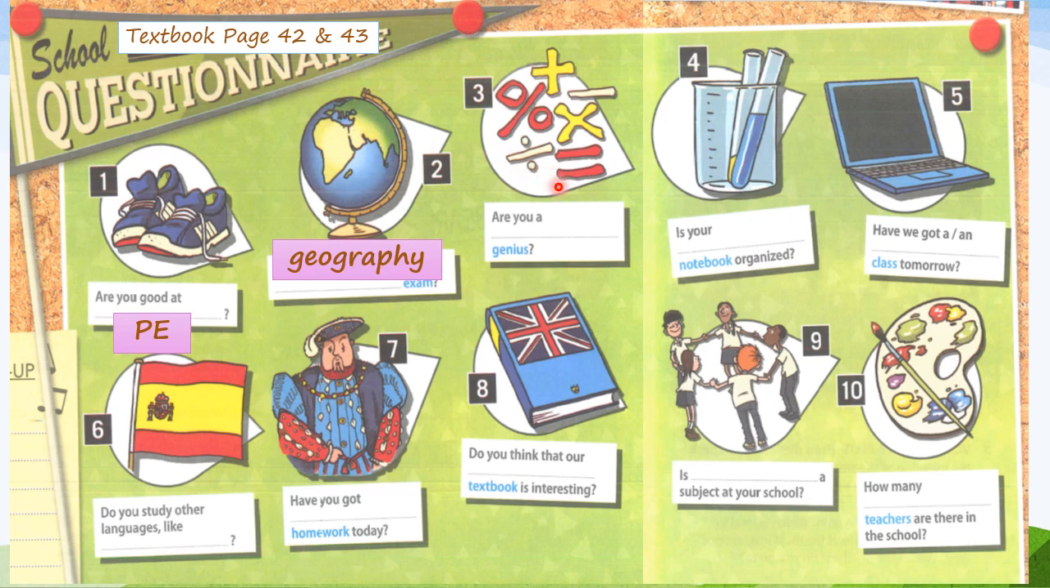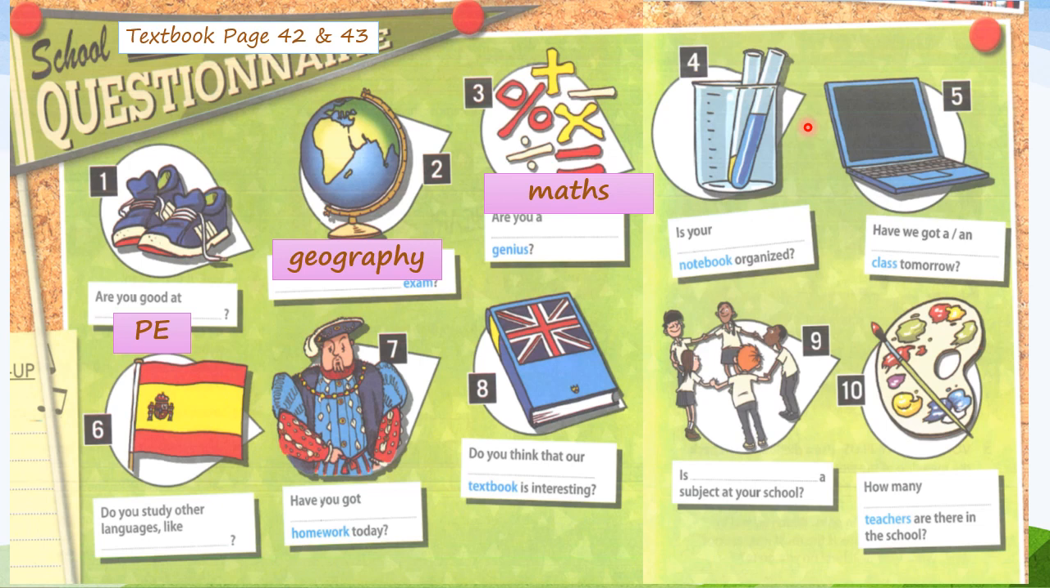Alright, number 3. Are you a what genius? Now look at this. These are symbols for mathematics. So are you a maths genius? Okay, genius means 天才. Okay, somebody who is very smart. Are you a maths genius?